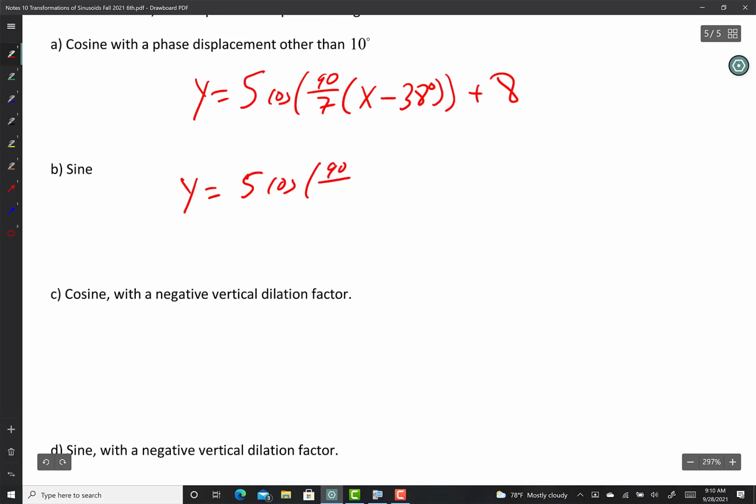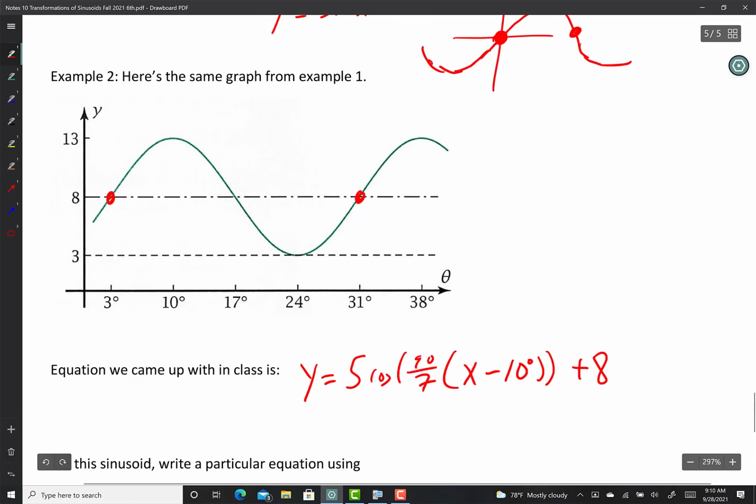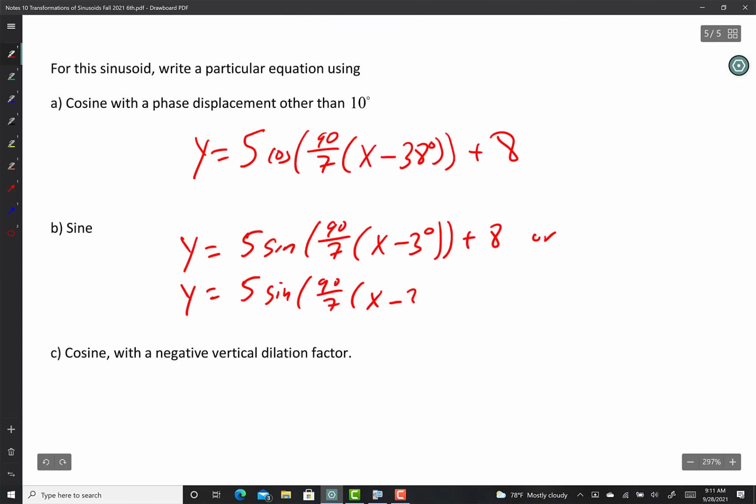y equals 5 sine 90 over 7, x minus 3, close, close, plus 8. Or y equals 5 sine 90 over 7, x minus, what did you say, guys? 31. They will both give you the same wave. Yay or nay? Okay. Here we go.